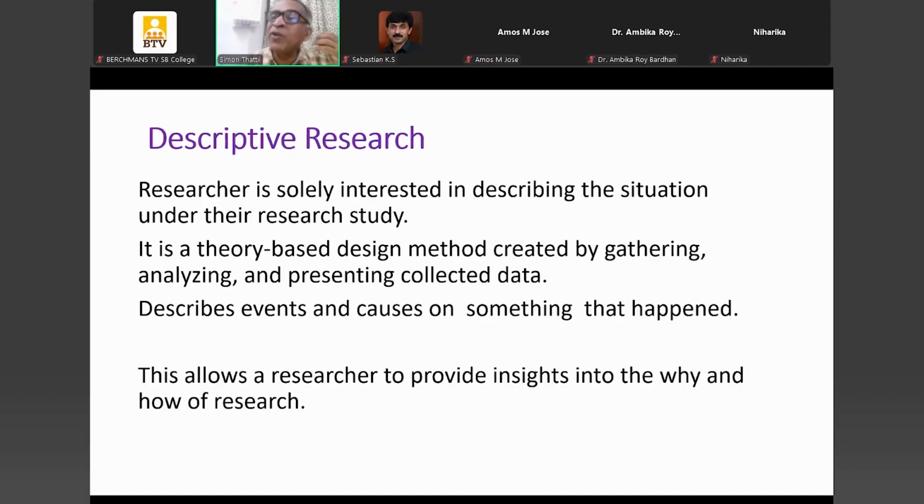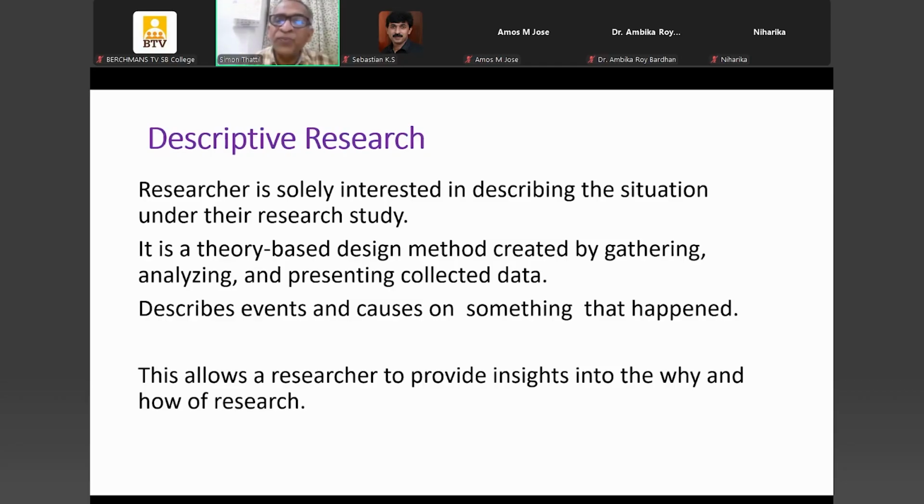Or when I know that there are 10 factors responsible for something, and I'm just trying to find out which among those factors is dominant in a particular place. So I just take data on the factors and I find out where it is more. Or when I know that something is influencing both genders, but I would like to know whether male or female is more affected by that. These are all cases of research being descriptive. So this allows a researcher to provide insights into the why and how of research. So it's a very basic research.